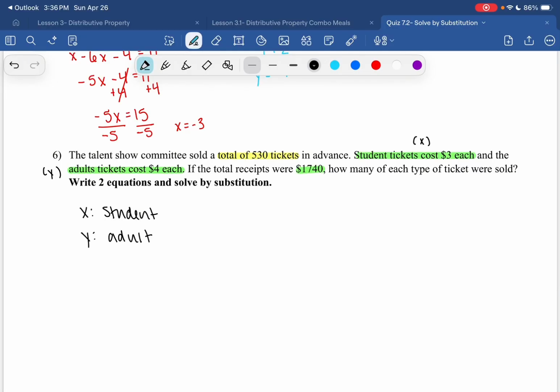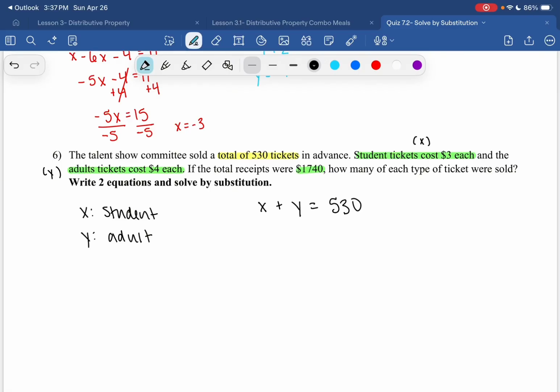So let's think of the first one. We have a total amount of 530 tickets. So let's think about this out loud. If all the tickets altogether are 530, that means a certain amount of student and a certain amount of adult is going to give me 530. So the amount of student plus the amount of adults sold is going to give me my total. Okay, so that's our first equation.